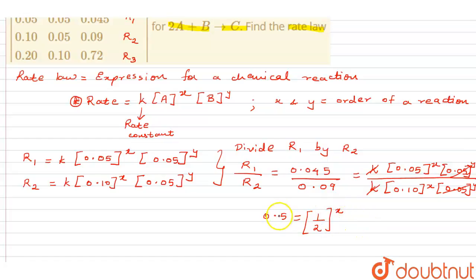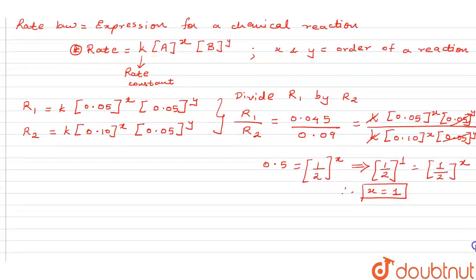Now 0.5 is nothing but 1 by 2, isn't it? So furthermore, I can write it as 1 by 2 the whole raised to 1 is equal to 1 by 2 the whole raised to X. In short, we have got the X value and that is going to be 1, isn't it? Understood this? Cool. Now, X is equal to 1. So we have got one value.